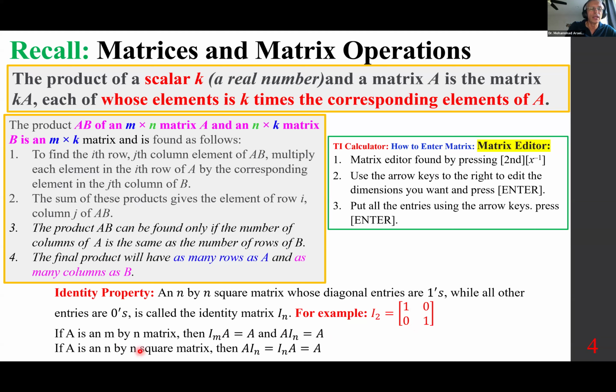If A is an n by n square matrix, then A In equals In A equals A. That means because it's a square matrix, from the left and right, we have the same identity matrix.